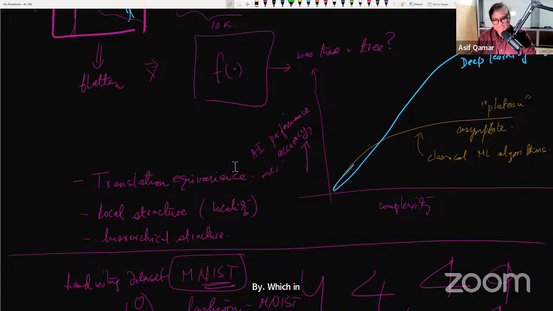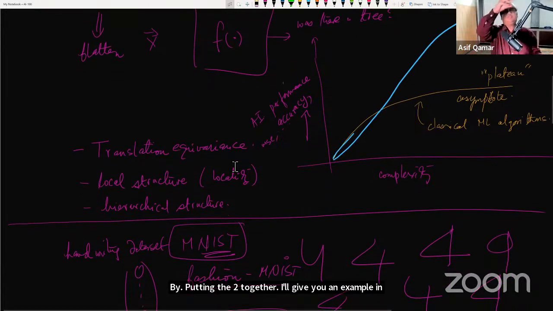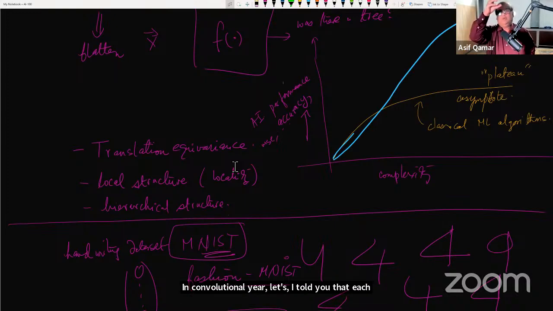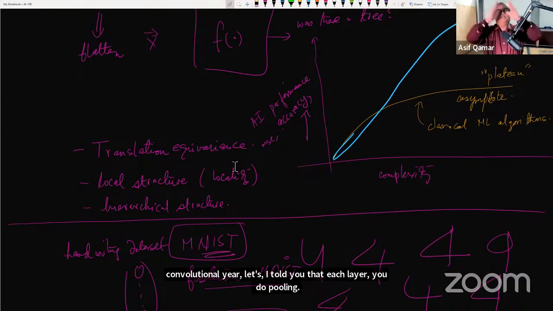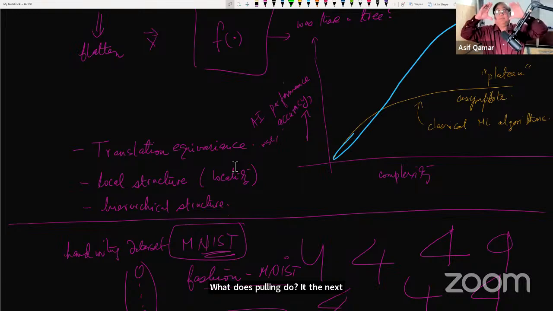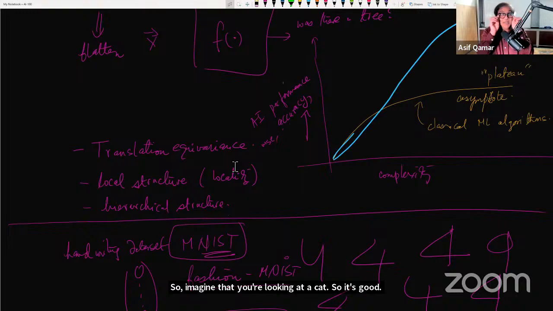In convolutional neural nets, I told you that at each layer you do pooling. What does pooling do? The next layer will now look at a slightly bigger field of view, isn't it? So imagine that you're looking at a cat. So it's good. You went from the tip of the nose or the eyes of the cat, you zoomed out, now you're seeing the face.